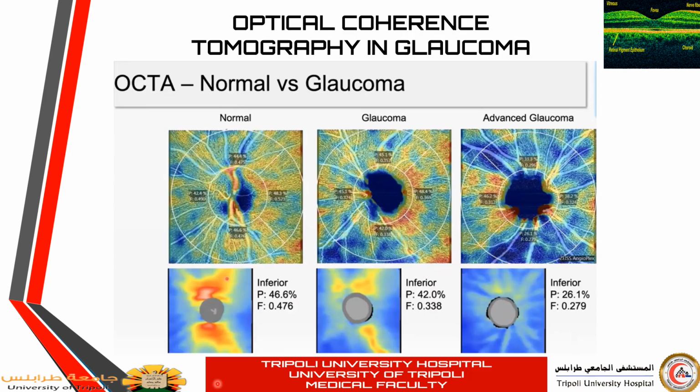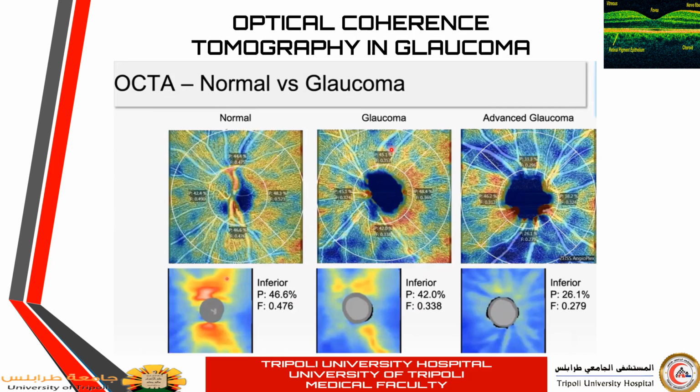This slide is named the density map. By density map, we compare the density of the capillary network in the peripapillary area of the optic disc, as well as the flow. This is important in cases of glaucoma. Now, on the left side here, this is a normal patient, which shows the density of the peripapillary capillary plexus around the optic disc and the flow.